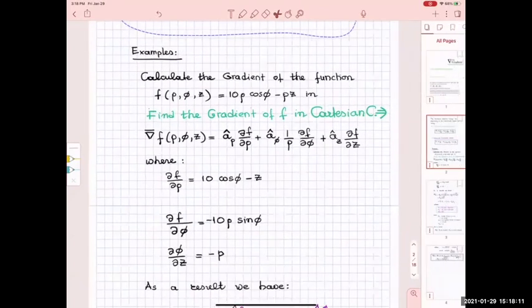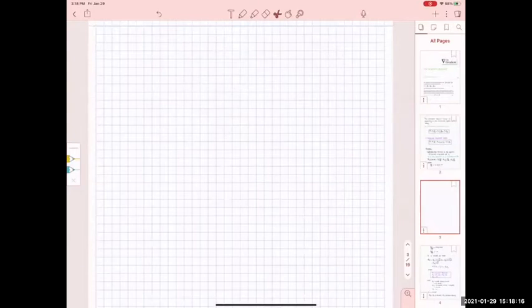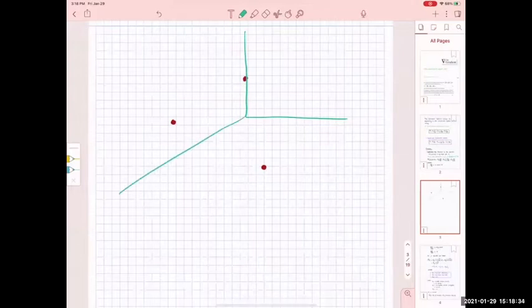Let me add a page just to show you. Let's assume now that you have 3 charges, one here, one there, and one there. And I'm giving you these 3 charges in reference to one coordinate system. I say that this charge is here, Q1. This charge is there, Q2. This charge is there, Q3. And then I ask you to find the total field.